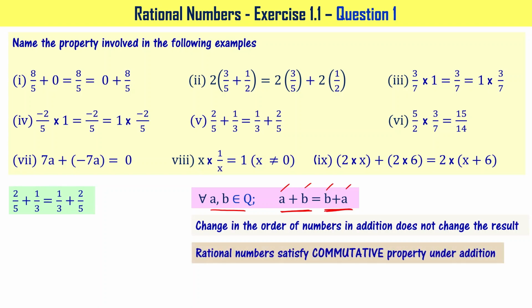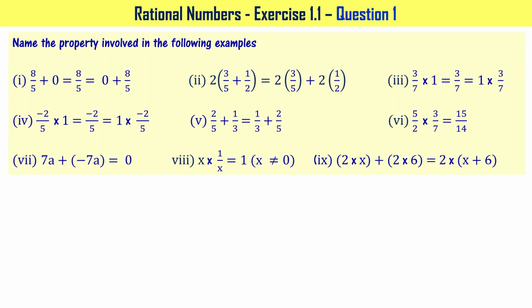This particular property is called commutative property. So we say that rational numbers satisfy commutative property under addition. So the example given is talking about the commutative property of addition. 2 by 5 plus 1 by 3 can be written as 1 by 3 plus 2 by 5, right? We have changed the order of the numbers in the addition. That is called commutative property. Since we are doing addition, this is going to be commutative property of addition, right? Let's see the next example.